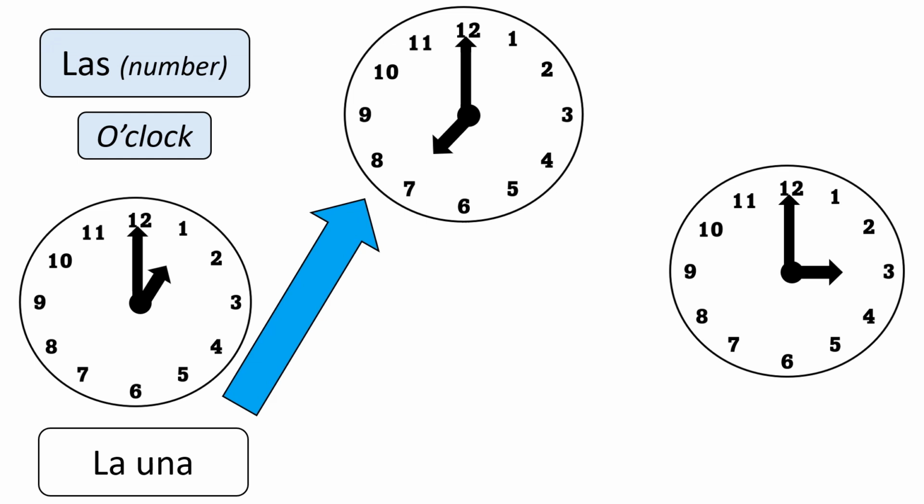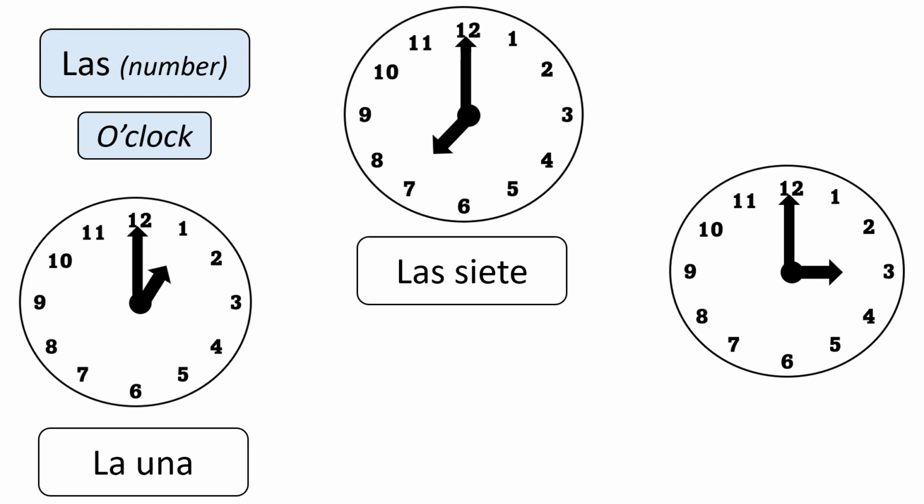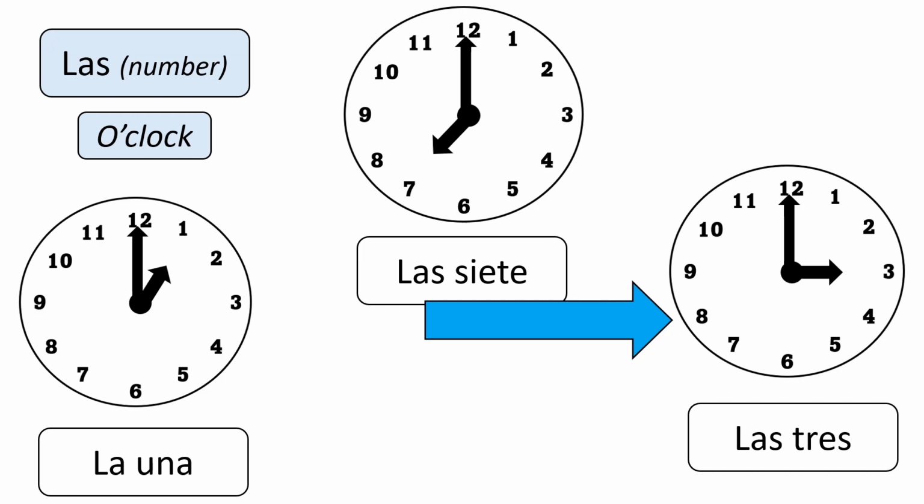Now the arrow is pointing at another clock. The time here is las siete. We know this because the shorter hand is pointing at 7 and the longer one at 12. Finally, this clock reads las tres. Overall, these three clocks are all o'clock, and the writing below is how you say them in Spanish.